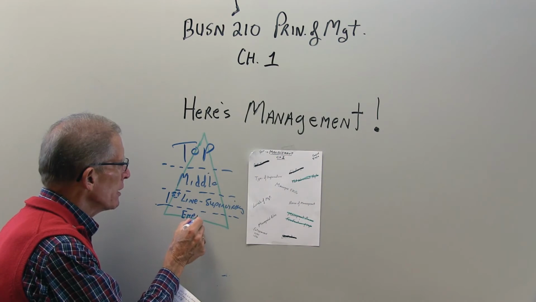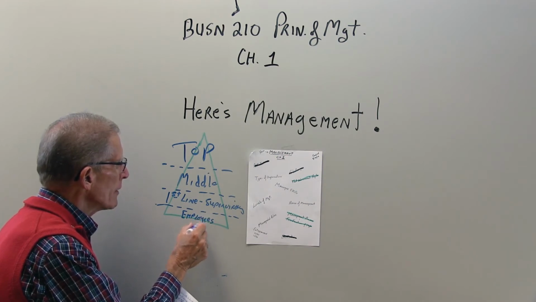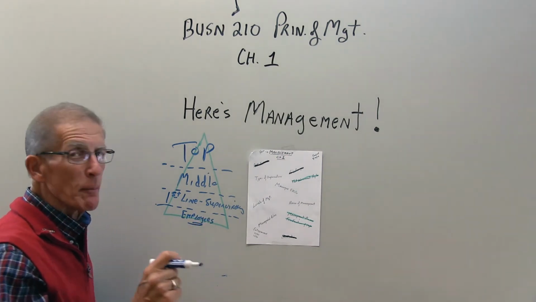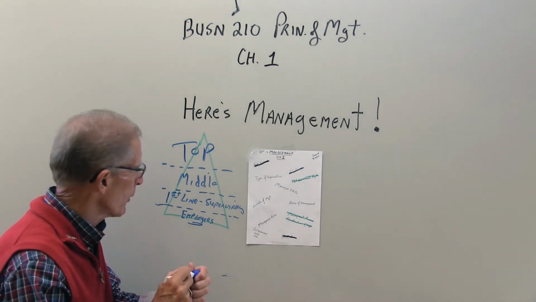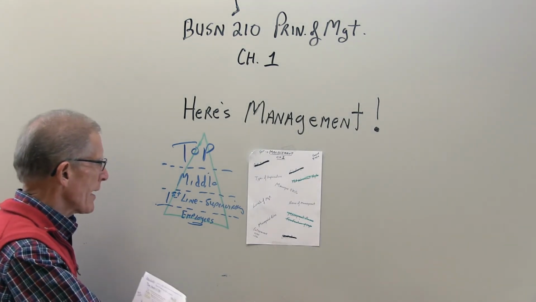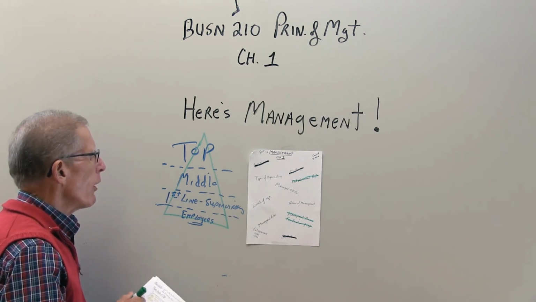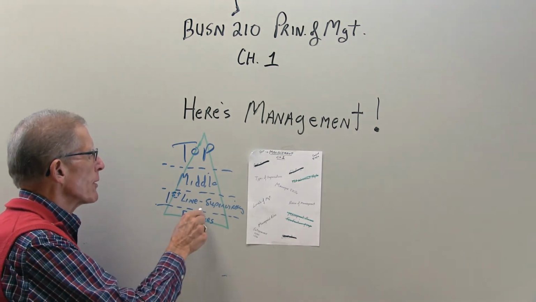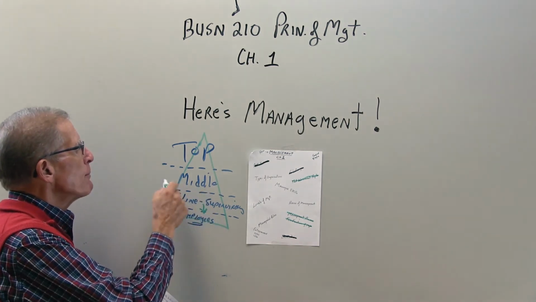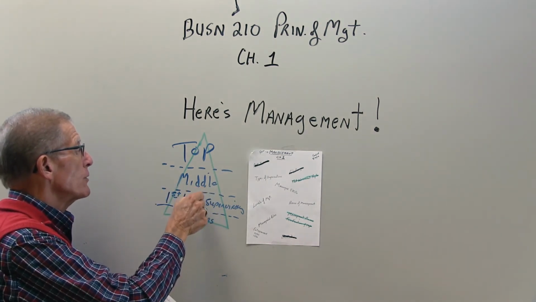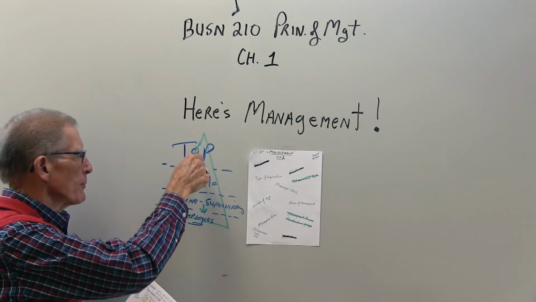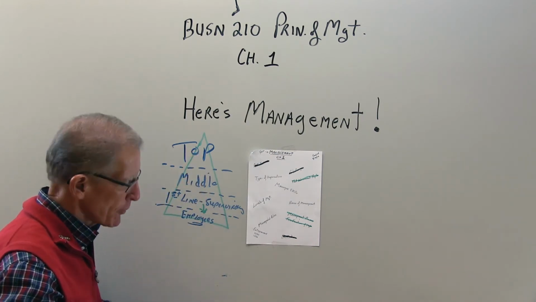Now, employees are not managers. Are they important? We already talked about that. We know how important they are. But you really have 3 levels of management. You have your supervisory or your first line managers. They're the ones that manage non-managerial employees. Then you've got middle management, which manages other managers, and top management, which also manages other managers.